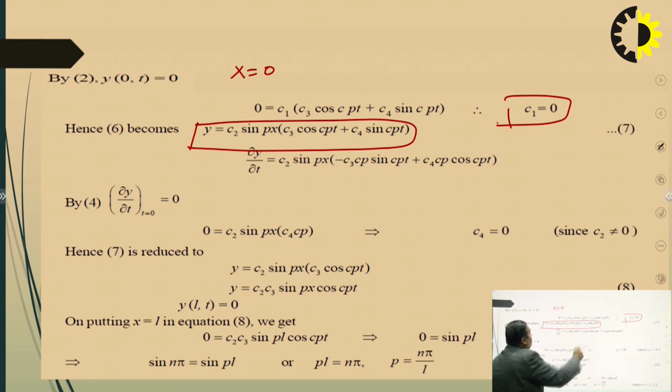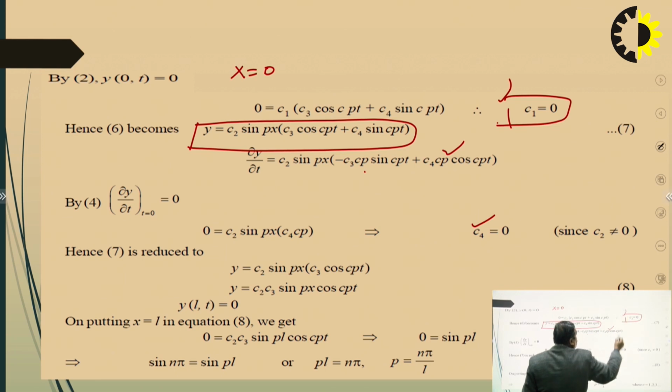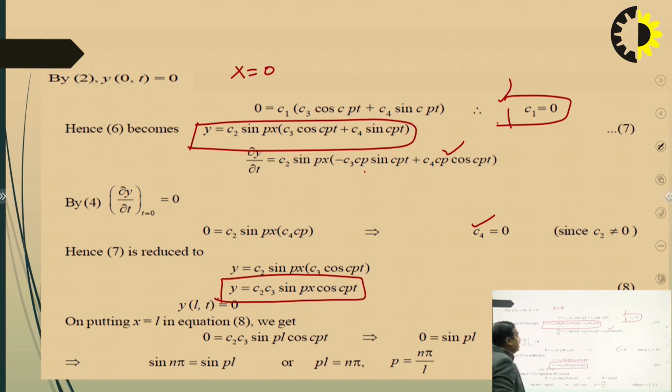Now we shall take ∂y/∂t, which means differentiating with respect to t. That becomes c2 sin px times (−c3 sin cpt · cp + c4 cos cpt · cp). Putting ∂y/∂t = 0, this expression becomes 0, so c4 is equal to 0. First c1 is equal to 0, again c4 is equal to 0, and only two constants c3 and c2 remain, and the solution remaining is y = c2 c3 sin px cos cpt.